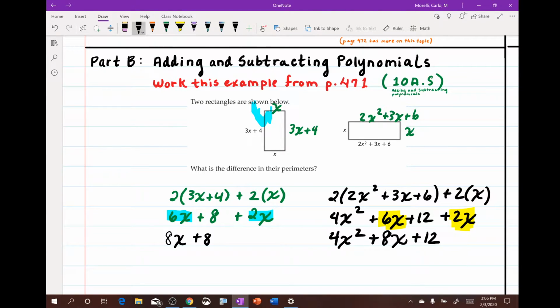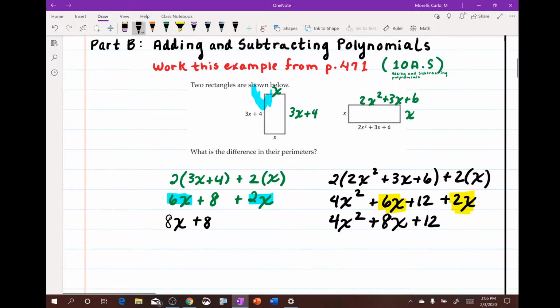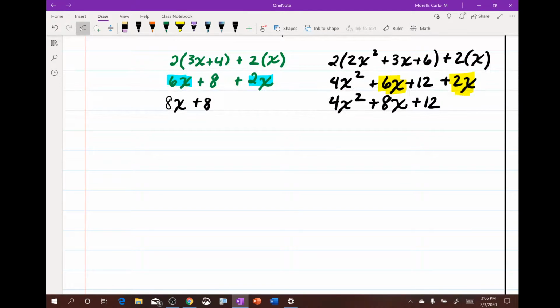And those are the perimeters. Now we need to find the difference in the perimeters. I'm going to show you the easiest way that I know how to do this. This looks a lot like your old school subtraction. This is called the stacking method. So we're going to call this subtraction by stacking.